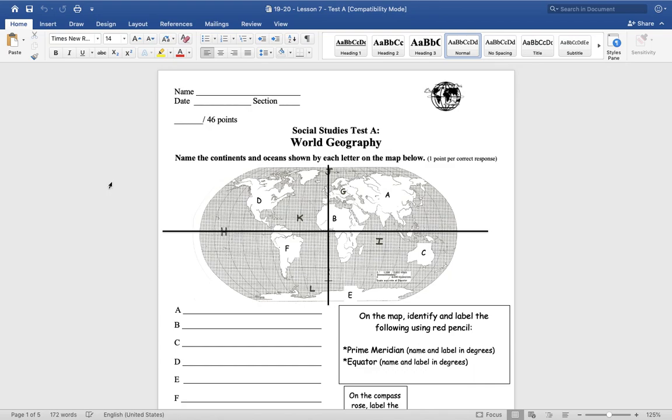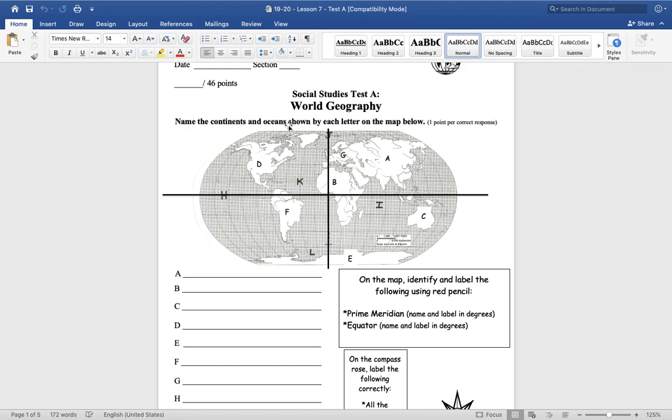Hello, grade 6. You are taking the Social Studies Test A, World Geography Test. Please make sure you have your first and last name in your best print handwriting. Today's date can be found under the schedule up on the front of the board. And your section is whatever homeroom you're sitting in taking this test. For most of you, it's your homeroom, but for some of you, it's not, which is why you always want to list the section.